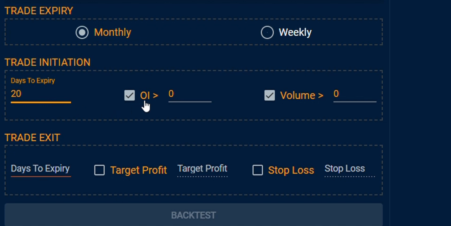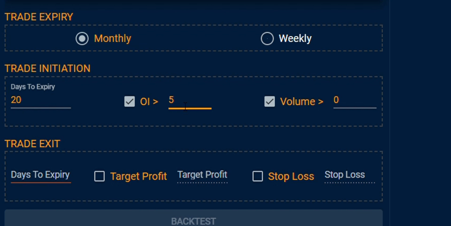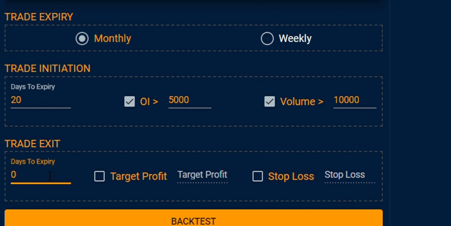Then we have the additional filter of OI and the volume. You have noticed here it has a greater than sign. It means if I am taking 5000 in the OI, then I want my OI data to be more than 5000. In the same way, if I am taking volume to be 10,000, I want my volume to be more than 10,000. Now moving to the last, that is trade exit. Here it means how many days before the expiry you want to exit your trade, or on the day of expiry, and if I am taking 2 days, it means 2 days before the expiry I want to exit my trade.